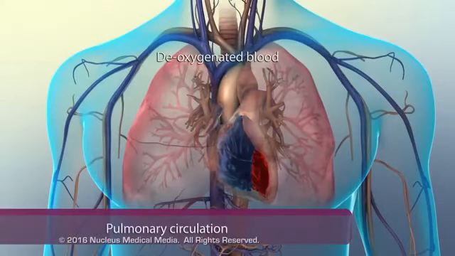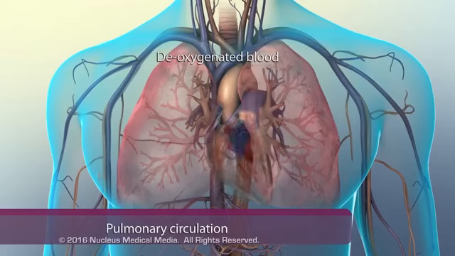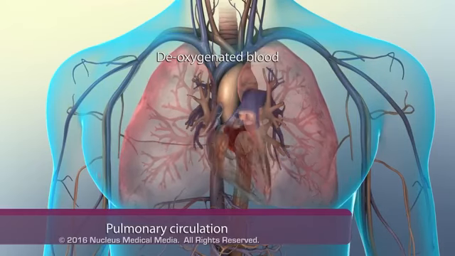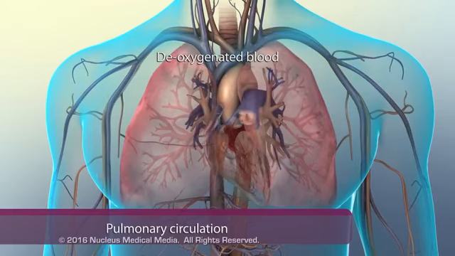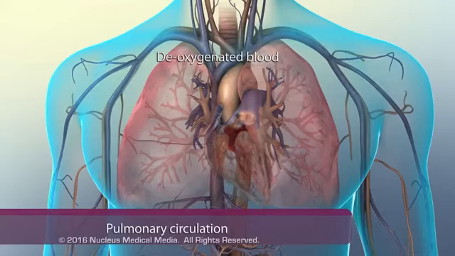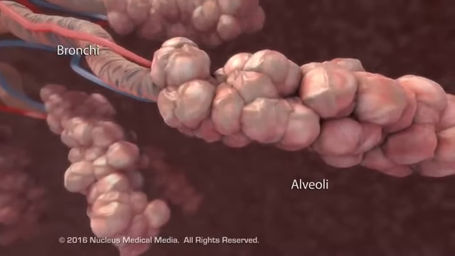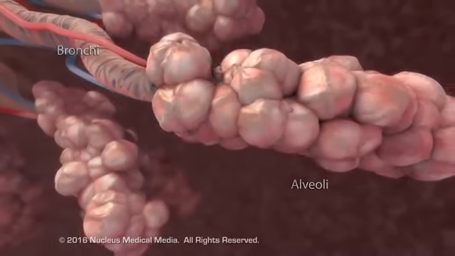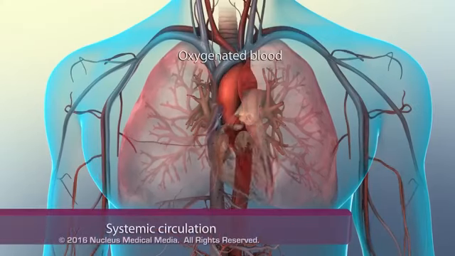The right side of the heart produces pulmonary circulation. This is the movement of deoxygenated blood from the body through the right atrium and ventricle, out through the pulmonary artery, and to the lungs. Blood oxygenated in the lungs' alveoli returns to the heart through the pulmonary veins.